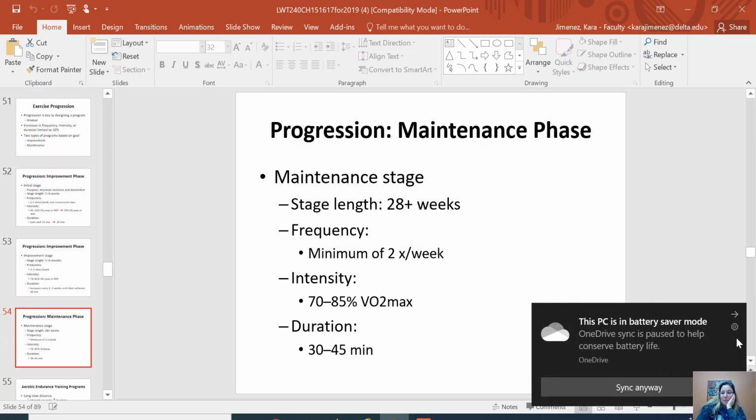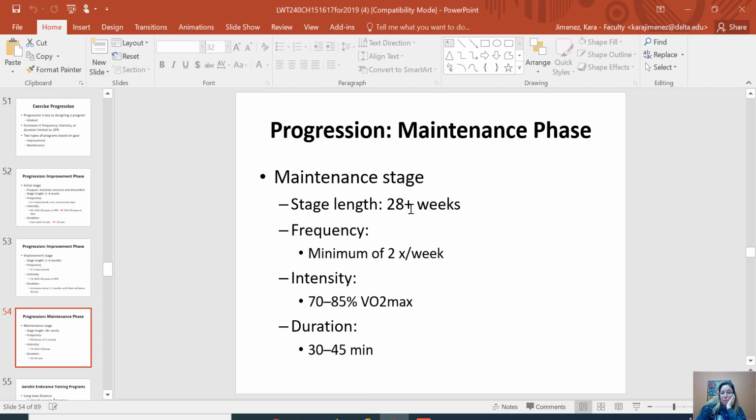Maintenance phase, you're going to go from 28 weeks and out. So they're just in a maintenance phase. They're happy where they're at, but we just want to maintain. So at least 2 days a week between 70 to 85% of the heart rate reserve. Anywhere from 30 to 45 minutes per session is going to help them maintain what they've built to that point.